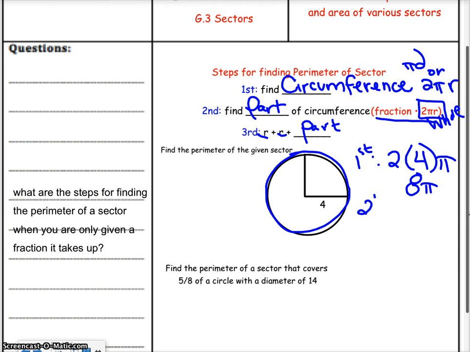Step 2, I want to find part of it. So given this sector, what part is it? It's a fourth of it. So it says fraction times the whole. So 1/4 times 8 pi. Also known as divided by 4. Okay, but you don't have to because it won't always be that simple. Top times top over bottom times bottom after you cross simplify.